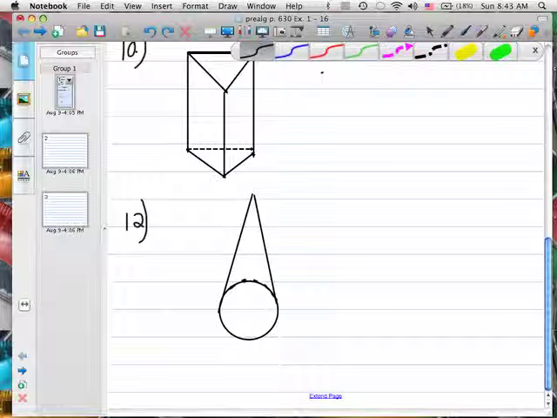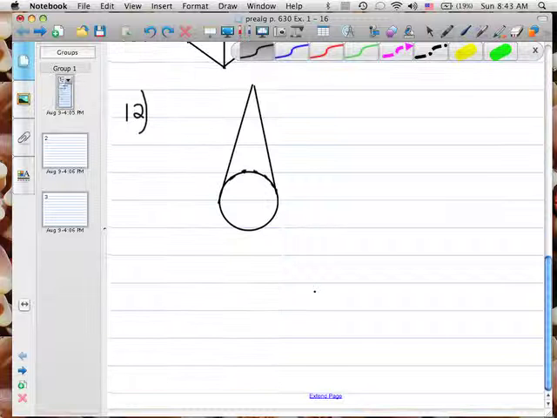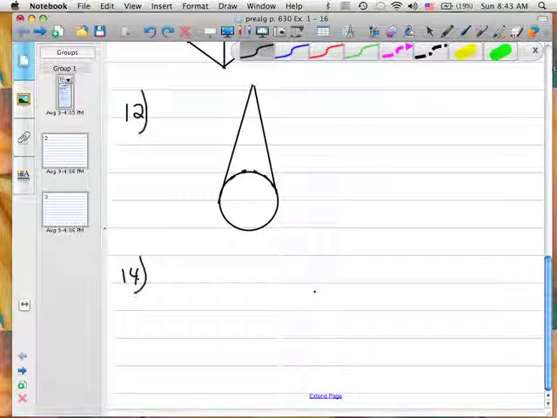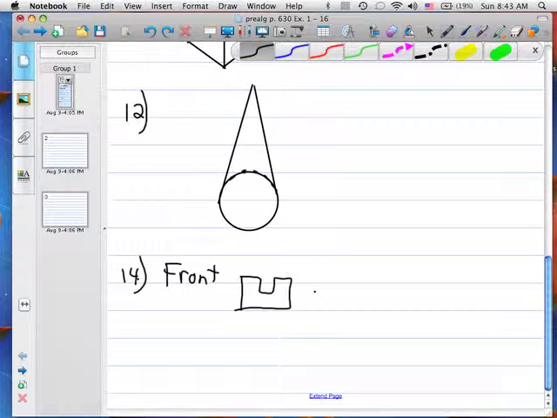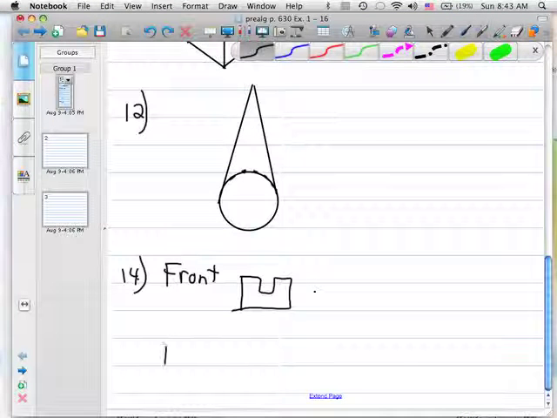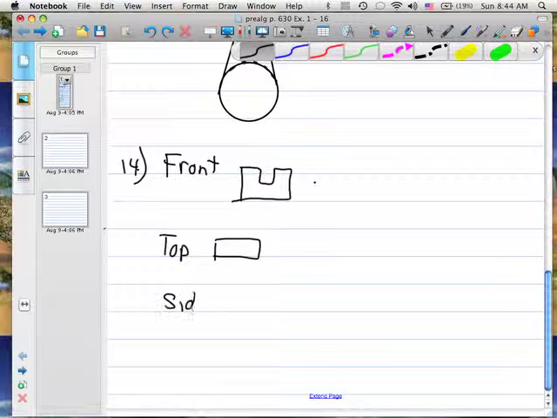And then number 14, sketch the front, top, and side view of each object. So 14, you're looking at that shape. The front, if I was just looking at it straight on, would look like this. The top view, looking top down, would just be a rectangle. And the side view, looking on the side, would also be a rectangle.